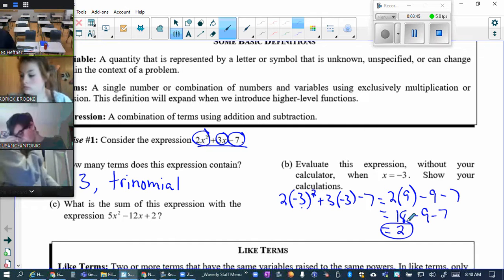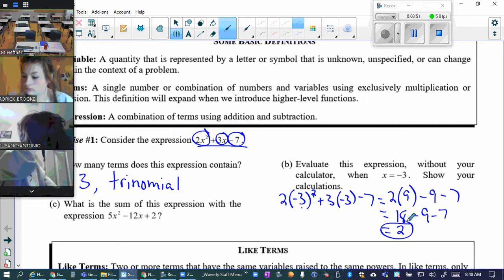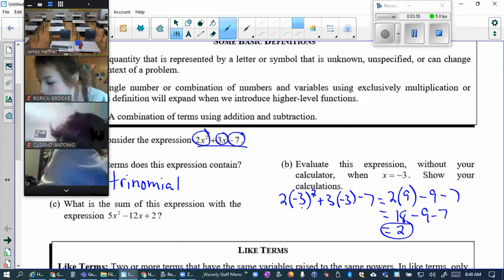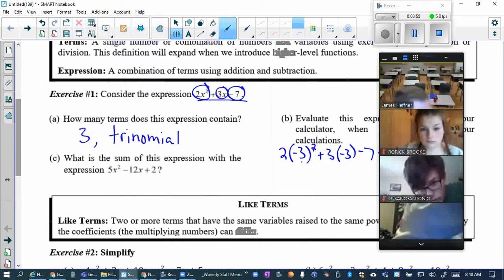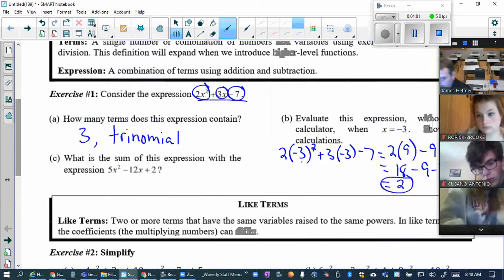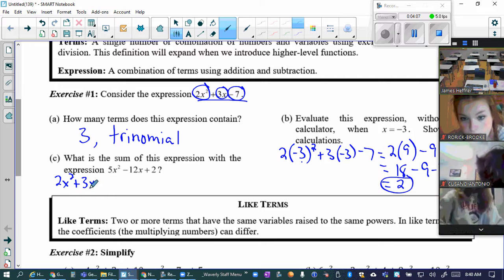All right. So in part C, what's the sum of this expression, 2x squared plus 3x minus 7, with 5x squared minus 12x plus 2? So let's just write that down. Let's write it as a sum, which means to add, right? So we'll do 2x squared plus 3x minus 7 plus. Do we need to put parentheses around that whole thing?